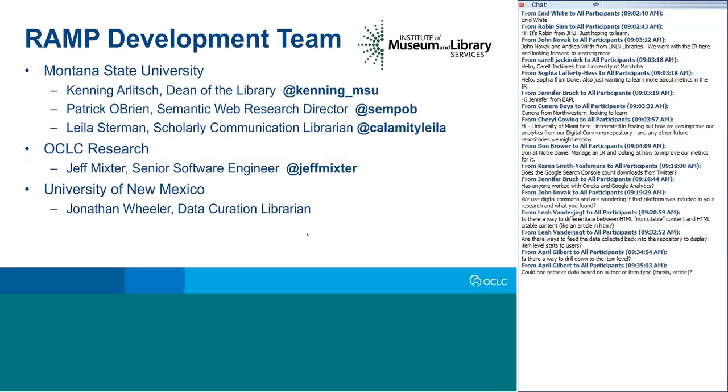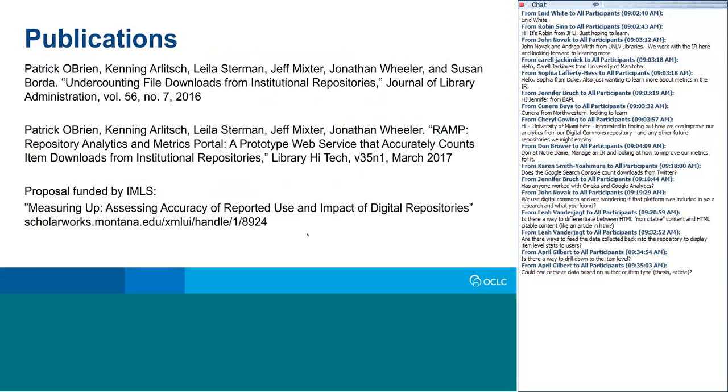So this is our development team at MSU, OCLC Research, and the University of New Mexico. And then these are the publications that we've produced so far. I showed you the first one, Undercounting File Downloads from Institutional Repositories. There is a more specific publication about RAMP itself that appeared in Library Hi Tech a few months ago. And then, once again, the original proposal that we submitted to IMLS is also available.